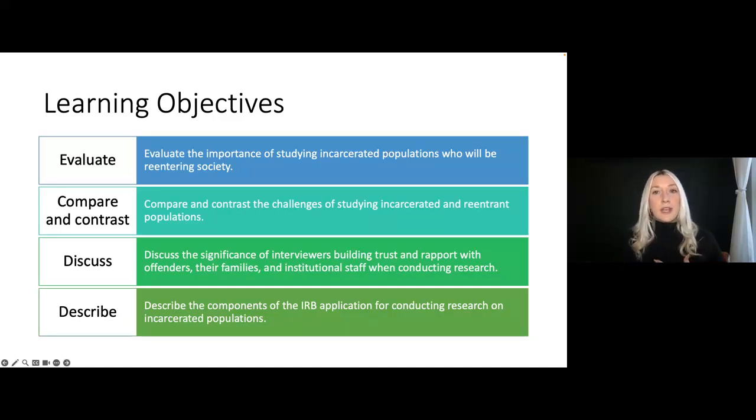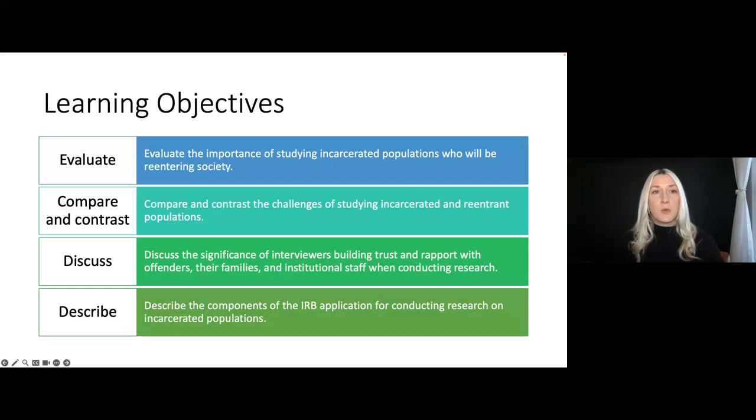So this week, we're really going to gain an understanding of why it's so important to study incarcerated populations in addition to studying reentrant populations. If we want to make progress in successful reentry efforts, we need to go back to the beginning and understand what's happening while they're incarcerated, because that is certainly impacting how successful they are on supervision when they're coming back into the community.